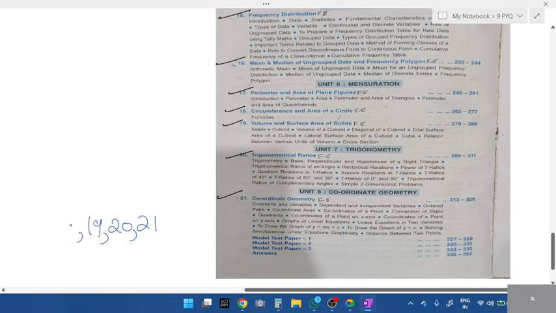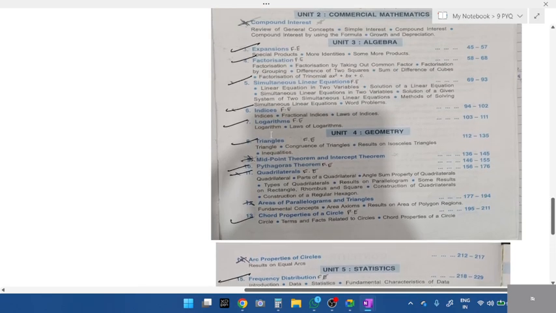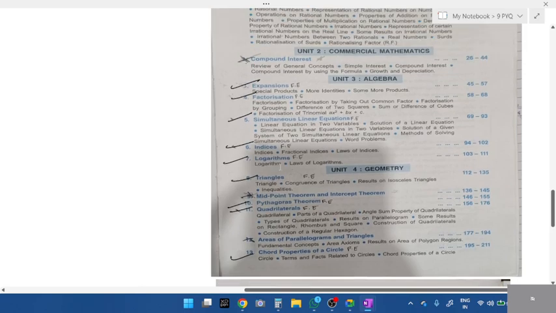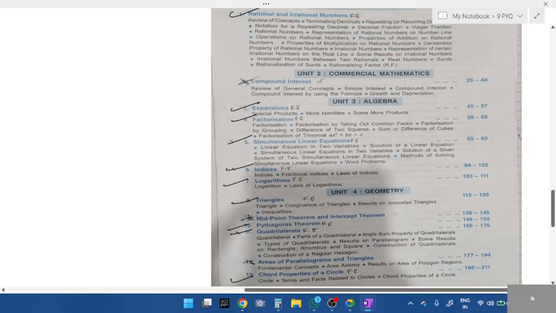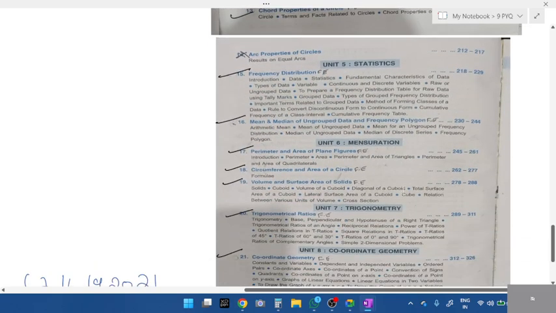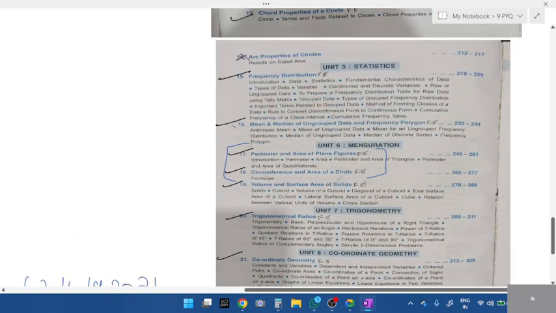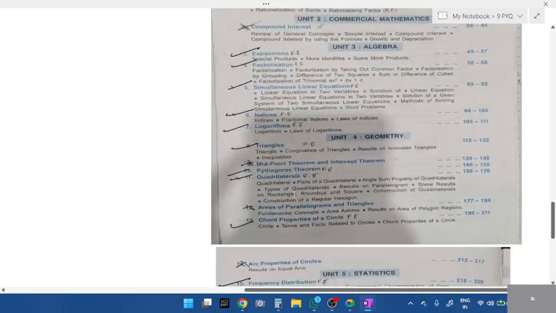Then 19. Then mean median 16. Then what else? Pythagoras is also easy, students. 10th one. 6th and 7th, logarithm and indices. 6th and 7th. Fine. For revision, only this is tough, students: this mensuration part. Perimeter and circumference concepts are tough. Apart from that, other things are fine. We can revise all this and prepare.